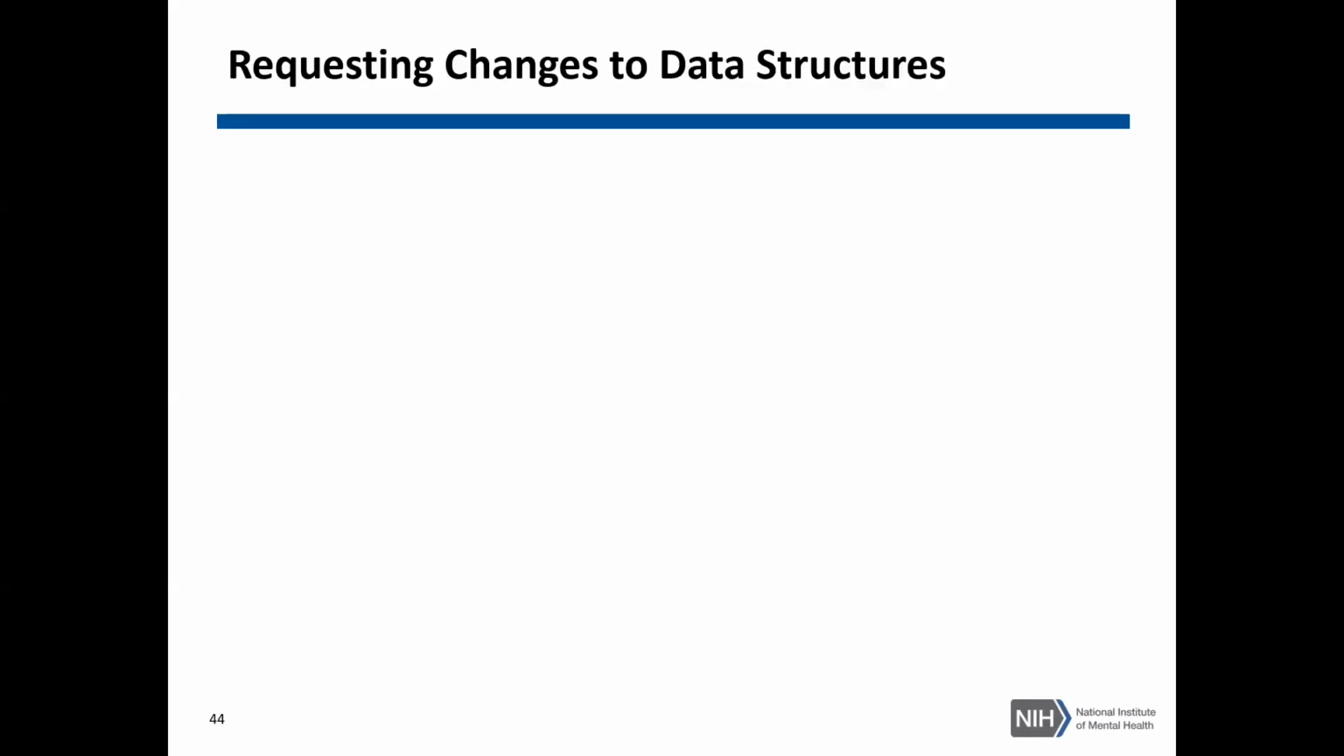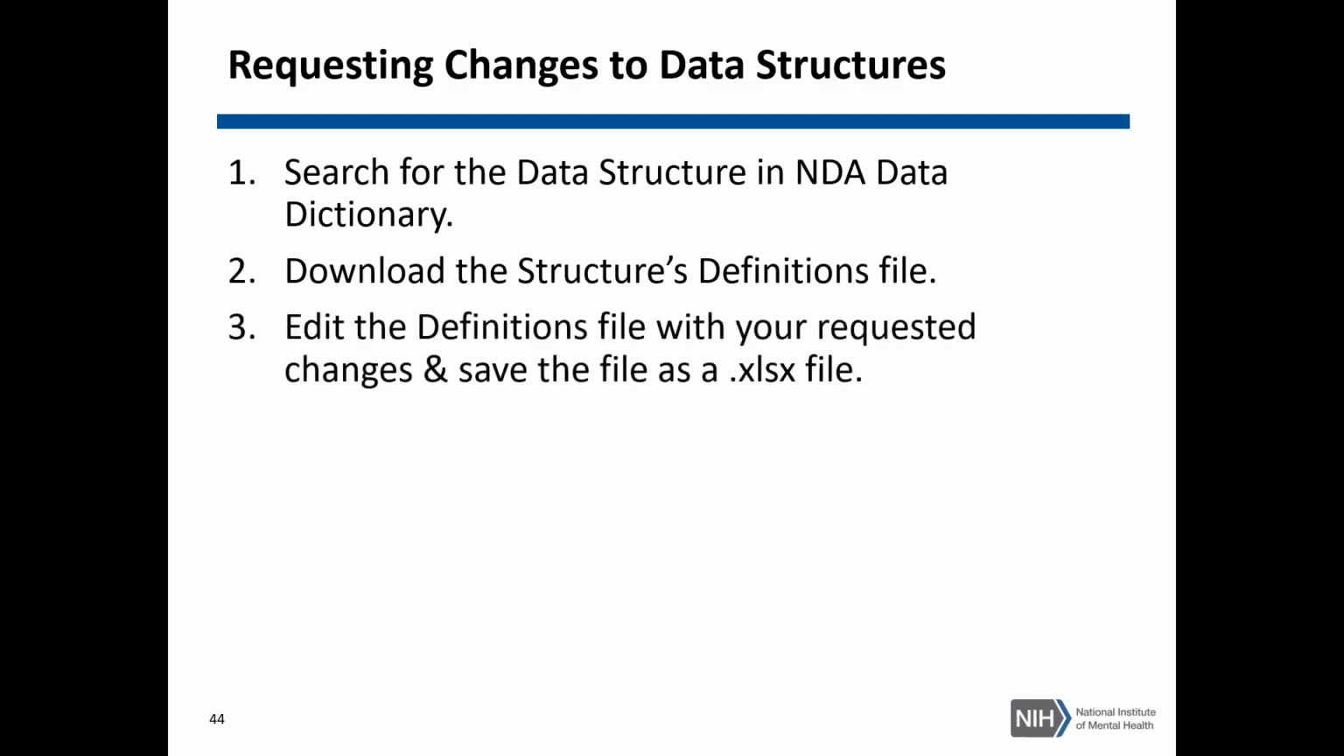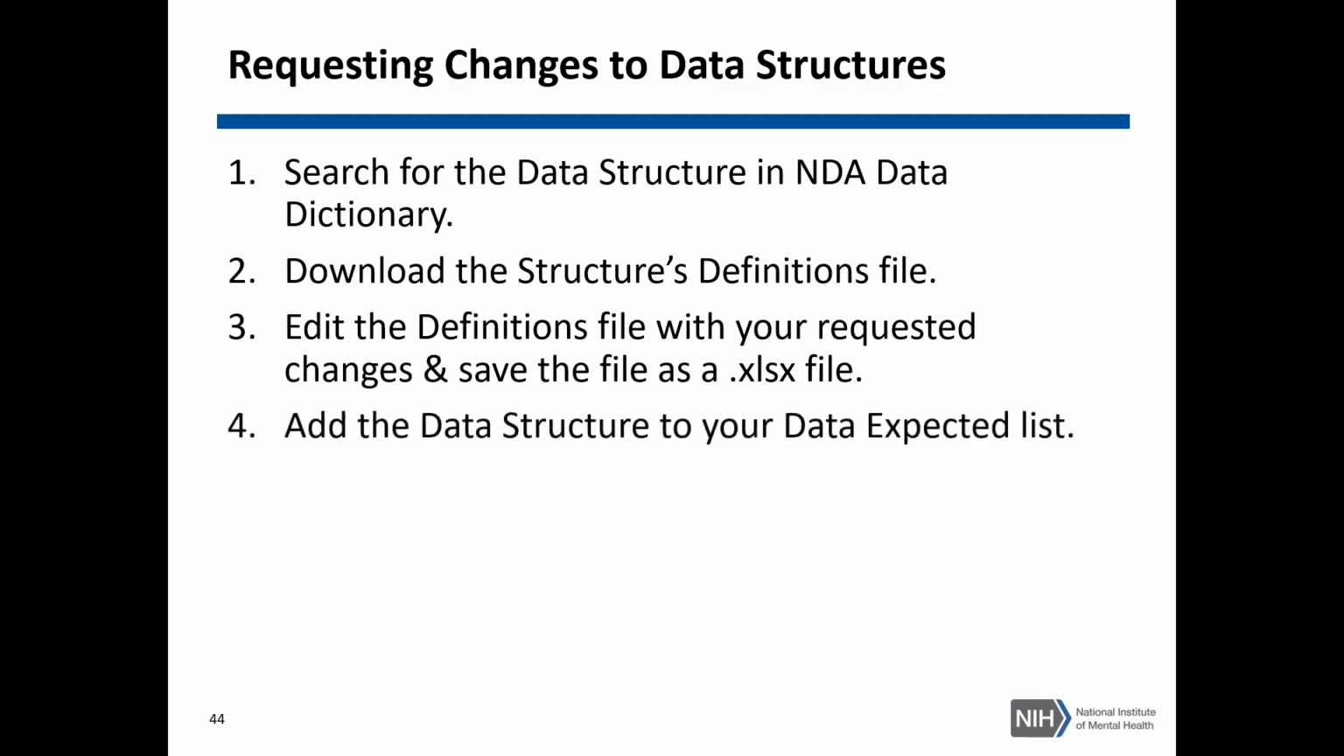So now we'll go over how to actually request these changes. The general outline of the steps are as follows. First, search for the data structure in the NDA Data Dictionary. Then search for the structure's definition file and download it. Then edit that definition file with your requested changes and save it as an Excel file. And lastly, add the data structure to your data expected list.